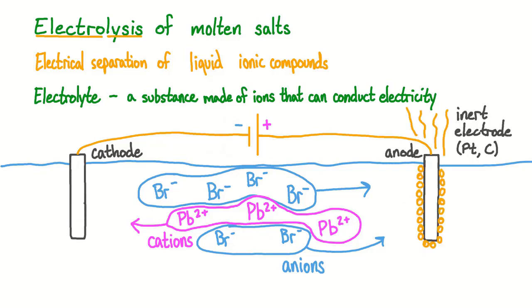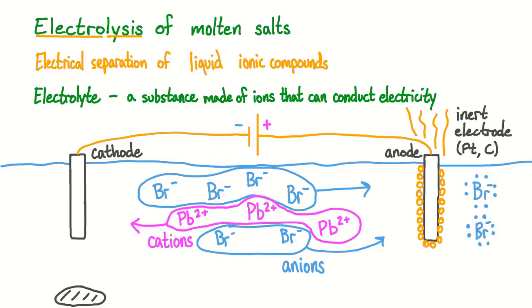Soon after turning on the circuit, we will see a brown gas bubble up at the anode and waft up into the air. In addition, we will see a liquid, silver-colored metal bead form beneath the cathode. What is going on to produce these two substances?